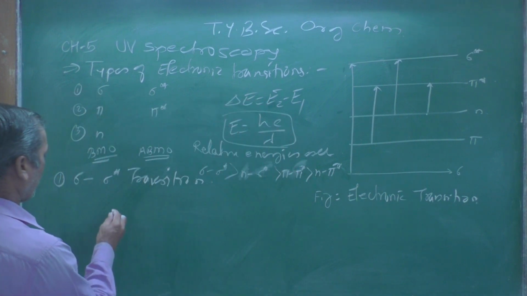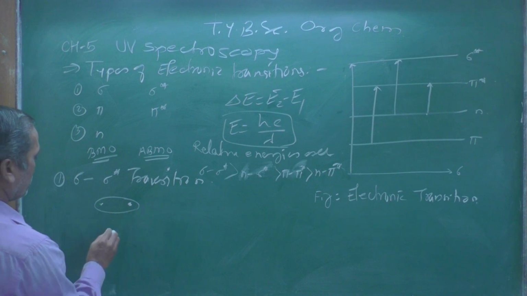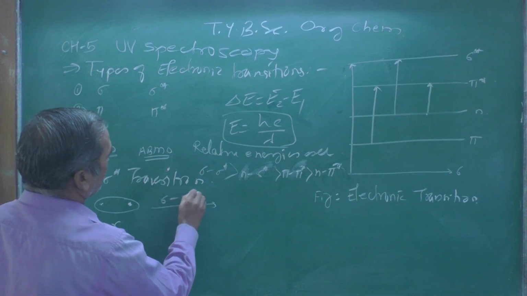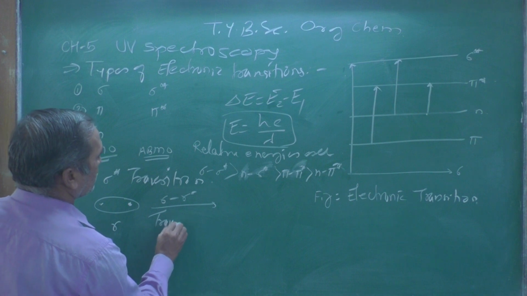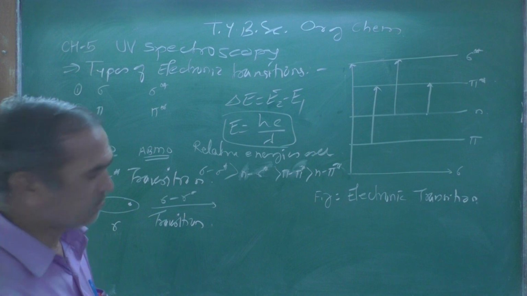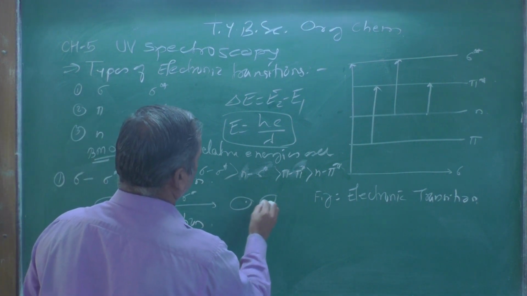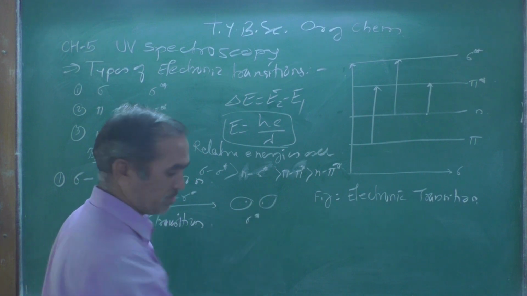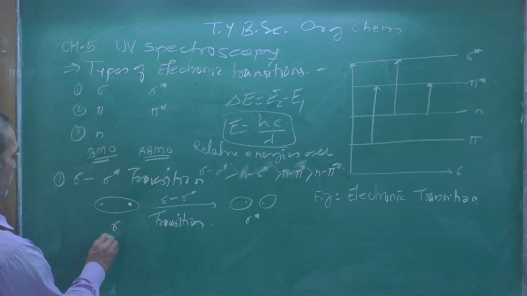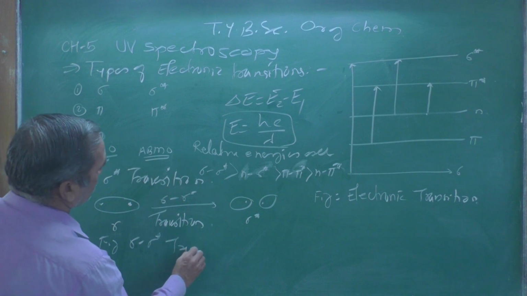And as we know, this sigma to sigma star transition is shown like this. This is a sigma bond formation. Now the sigma to sigma star transition, this one, and there will be such a type of this one, and here is this one. This is where the sigma star transition takes place. This figure indicates the sigma to sigma star transition.